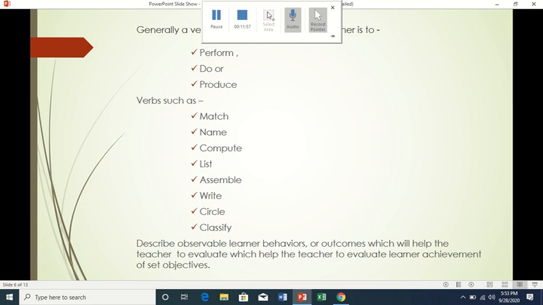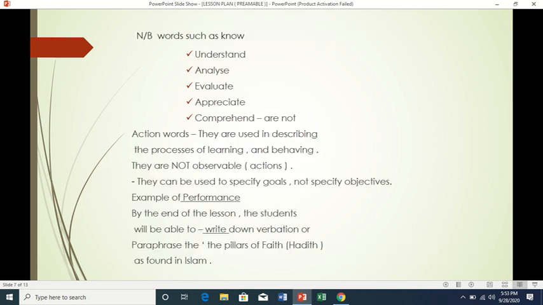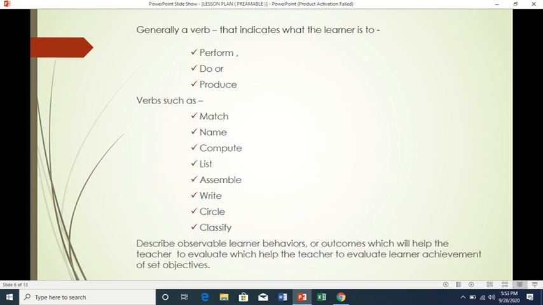So generally, performance objectives are generally used by employing a verb or verbs that indicate what the learner is to do. Perform, for example, do or produce. Verbs such as match, name, compute, list, assemble, write, circle, classify. These describe observable learner behavior.